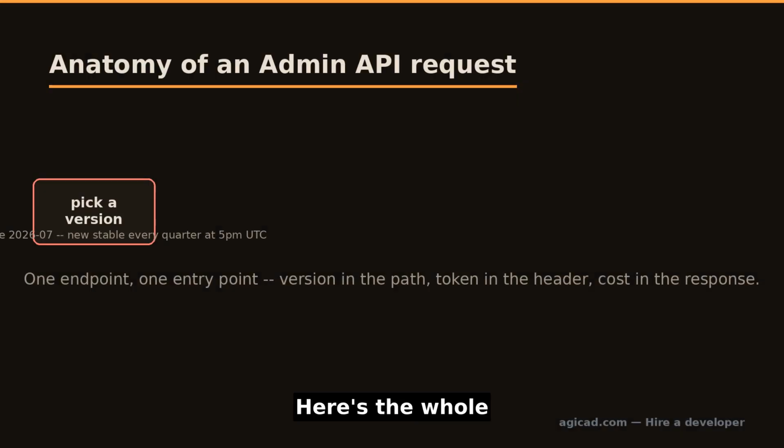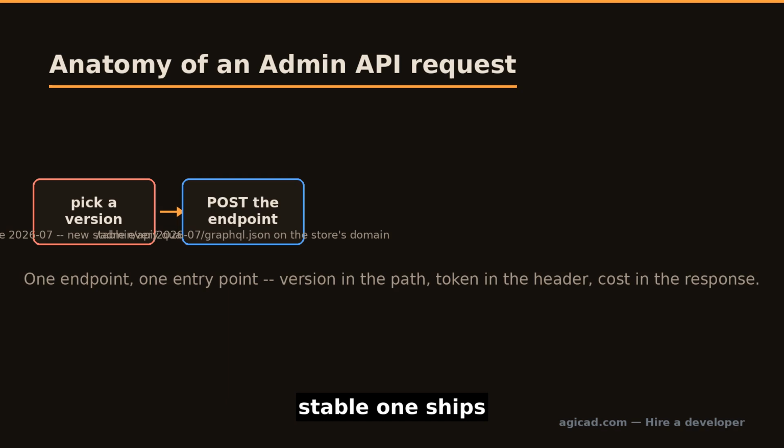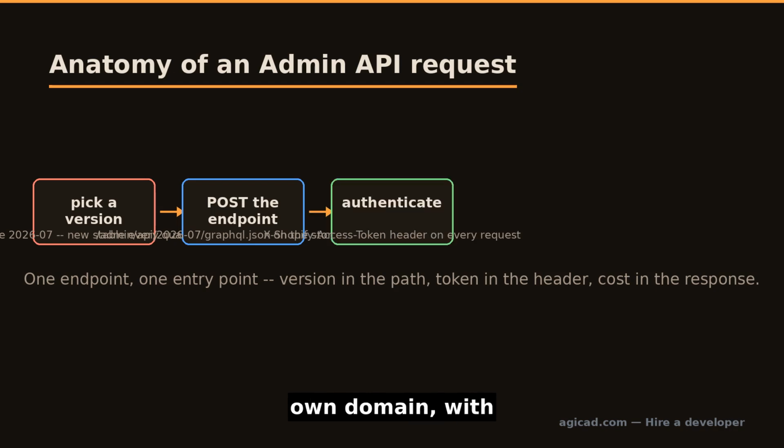Here's the whole lifecycle on one slide. You pick an API version, they're date-based, like 2026-07, and a new stable one ships every quarter at 5 p.m. UTC. You send a post request to the graphql.json endpoint on the store's own domain, with that version embedded in the path.